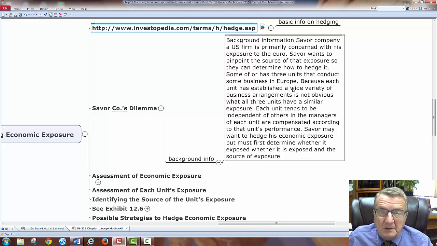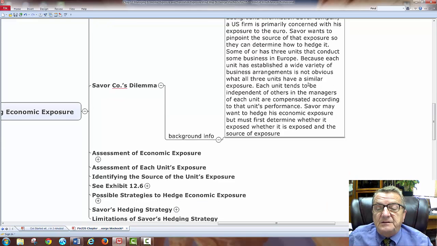They're using the euro, but it depends on the economic condition of the countries that you're looking at. Because each unit has a well-established variety of business arrangements, it is not obvious that all 3 units have a similar exposure. They most likely may not, depending on where each unit tends to be independent of the others, and the managers of each unit are compensated according to their performance. So managers are always looking at their units, but does it help the overall MMC, the parent, the total value? Okay.